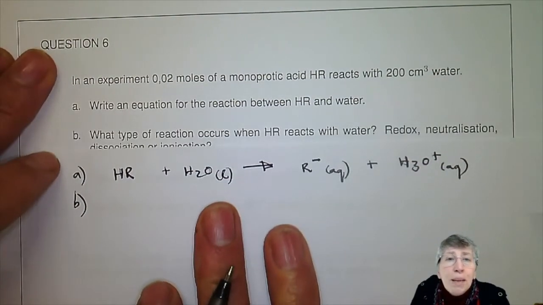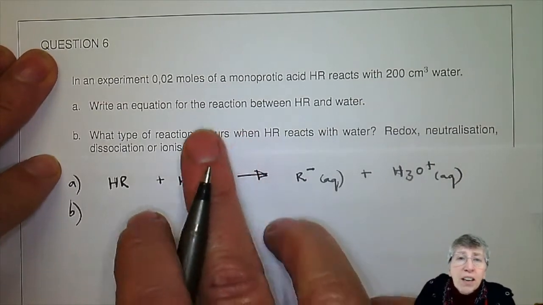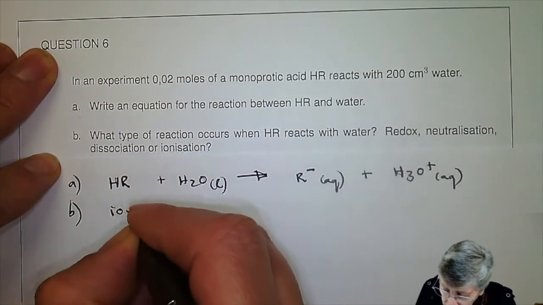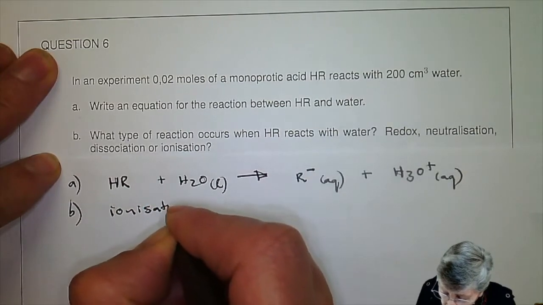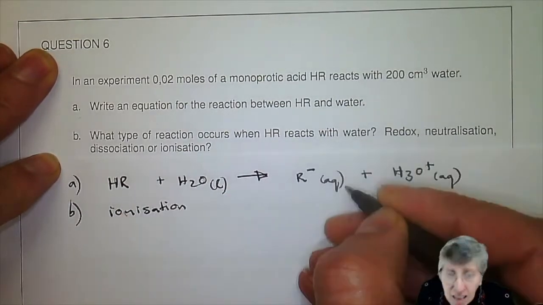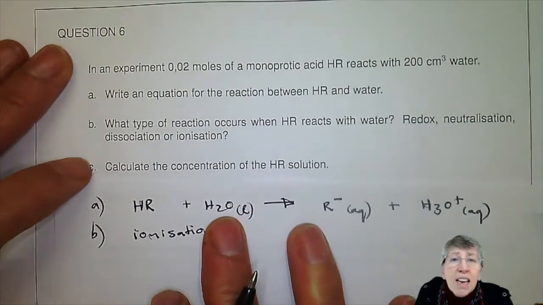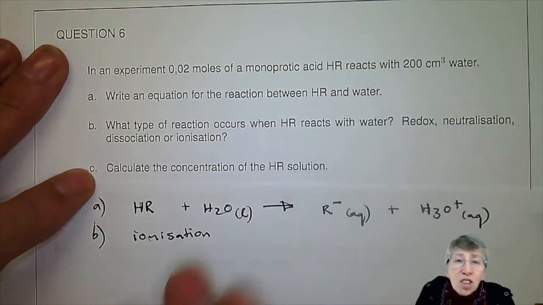Moving on to number B, what type of reaction? Now, this is an acid, and we know acids ionize, so it's ionization because it makes ions by reacting with the water, right? Next up, calculate the concentration of the HR solution.